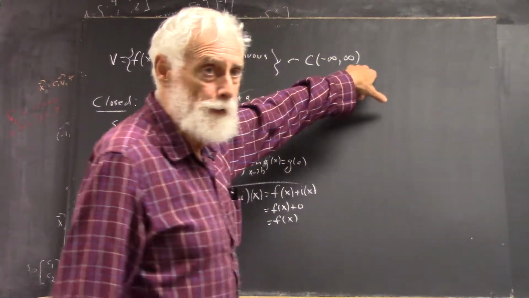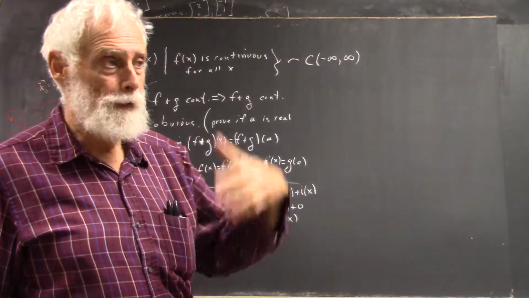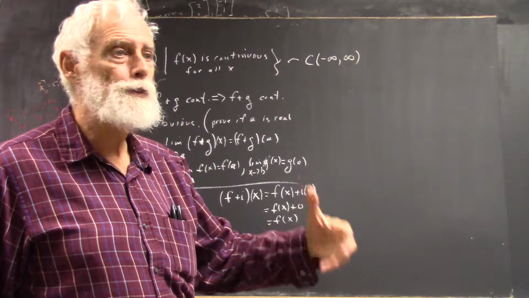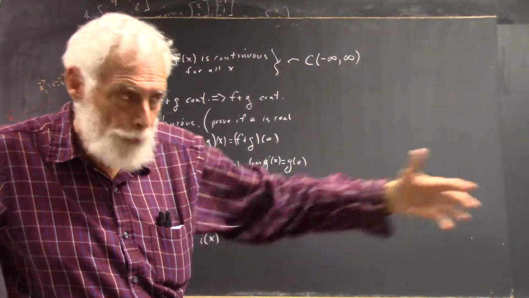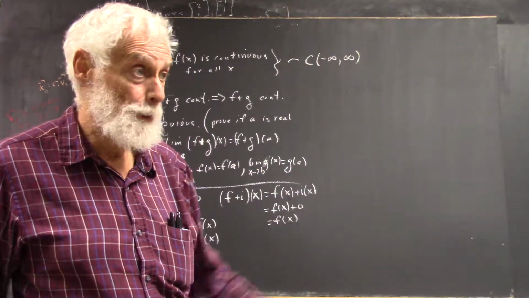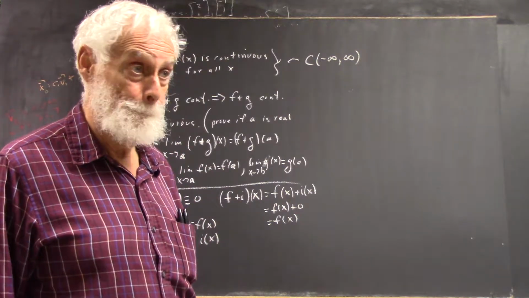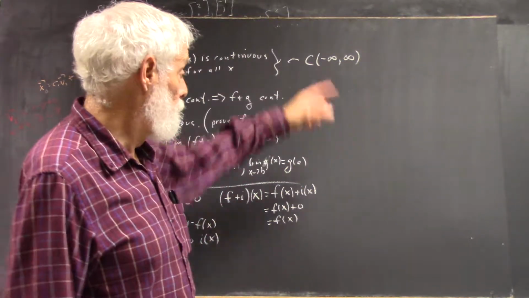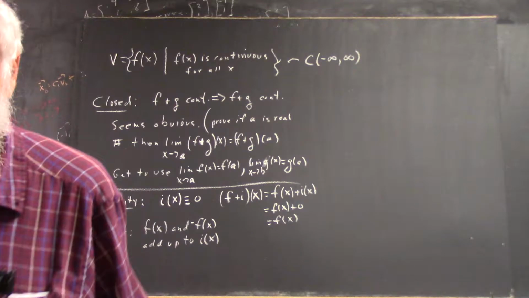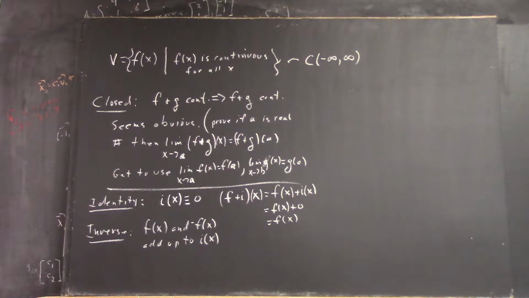C of negative infinity, infinity is the set of continuous functions, the functions that are continuous over the entire set of real numbers from negative infinity to infinity, right? So that's just a notation. Your book will explain it in more detail and with more specific wording, but maybe less intuitively. Okay? Although I don't know what could be less intuitive than my explanation.